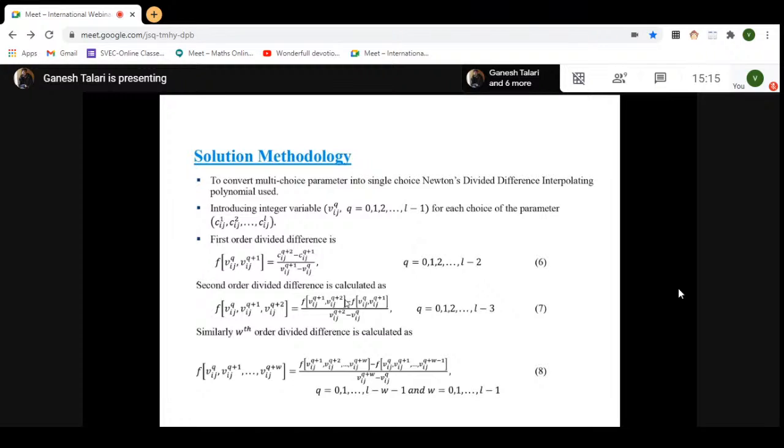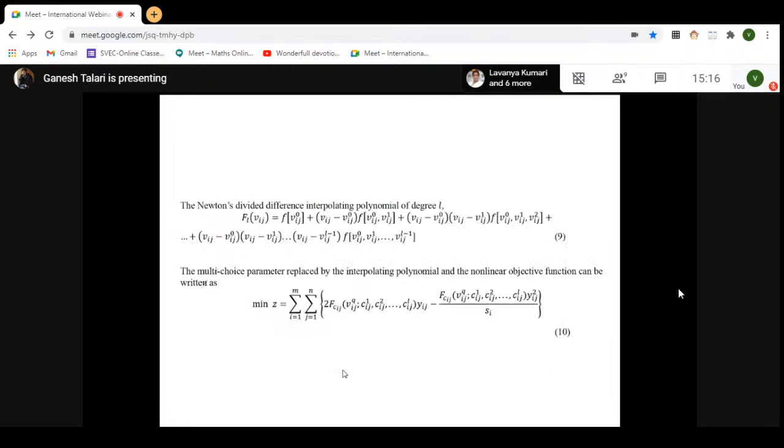Then the multi-choice should be converted into single choice. There are different techniques: the chance constraint technique, and Lagrange multipliers, to convert multi-choice into single choice. Here I have applied the Newton divided difference interpolating polynomial, and after that I have introduced the integer variable. For that, the parameters, different types of multi-choice cost, are there. So the first order differences, second order, and nth order differences have been replaced in your objective function.